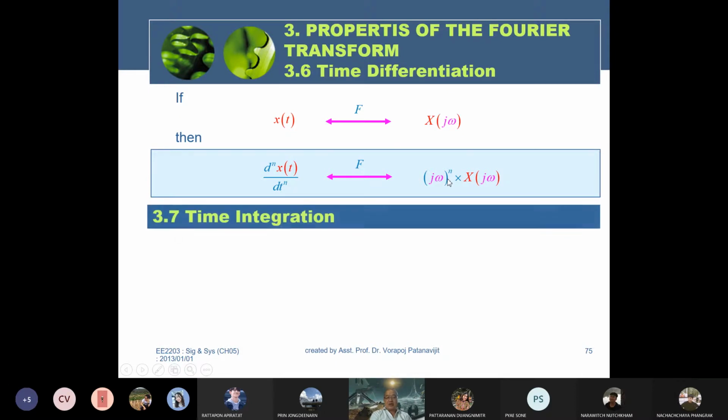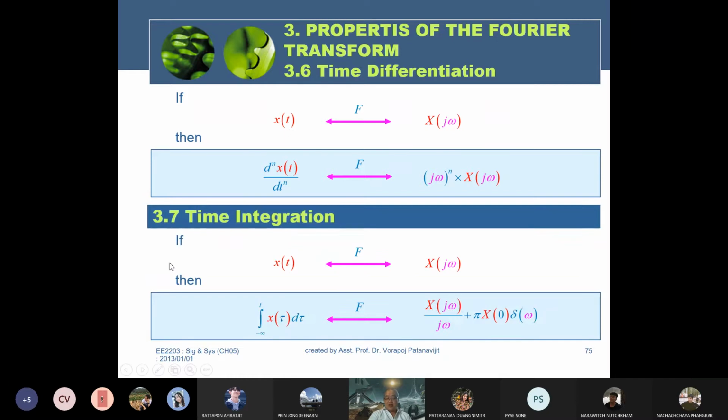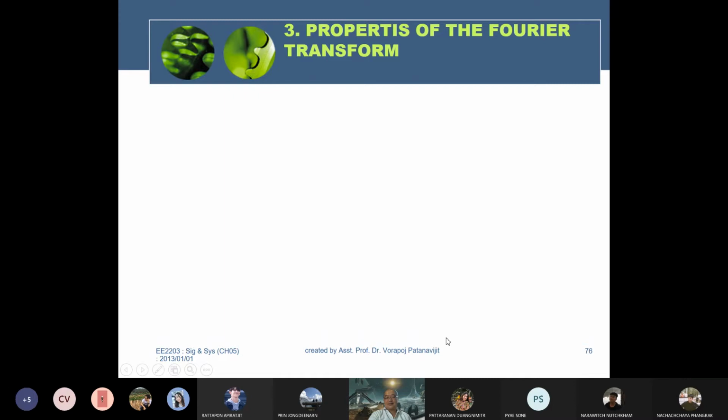Next one is the time integration. For the time integration, if you integrate x(t) one time, you divide by jω. You can see that integration and differentiation are reverses. If you differentiate one time, you multiply by jω. If you integrate one time, you divide by jω instead.